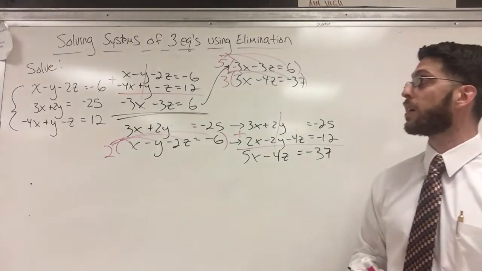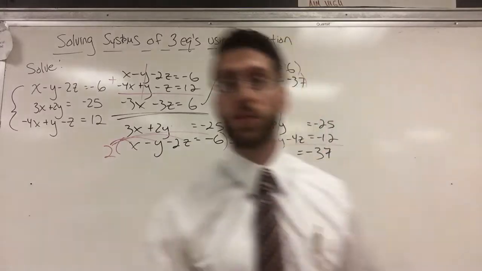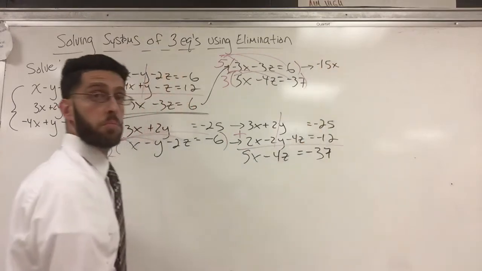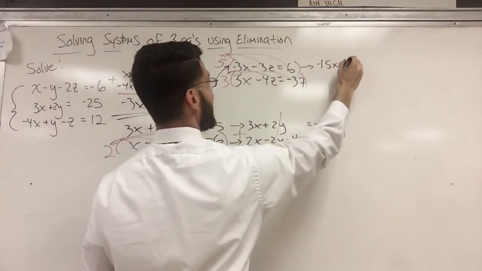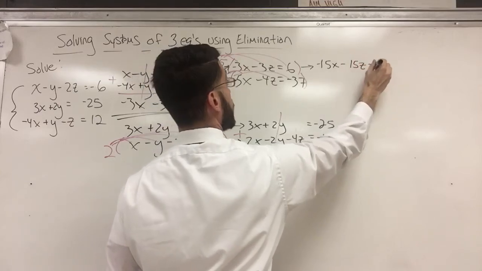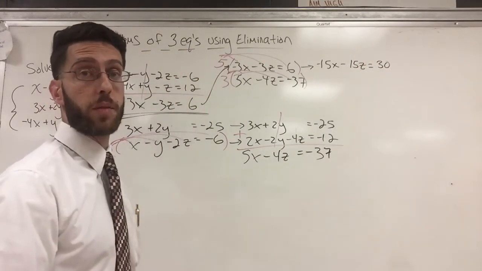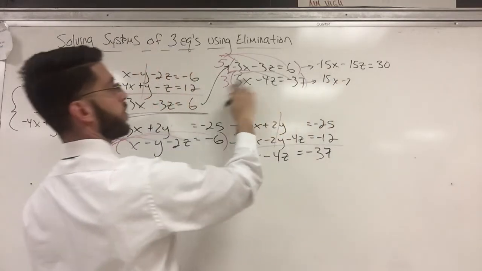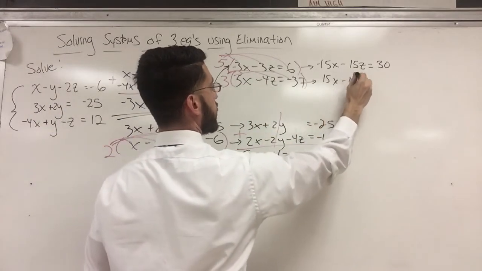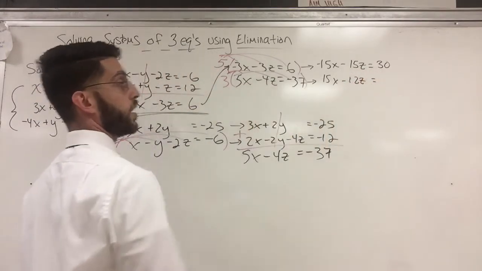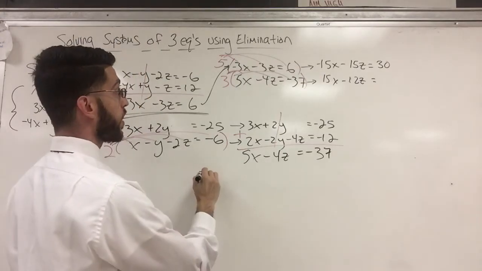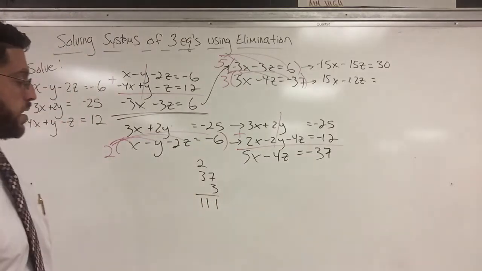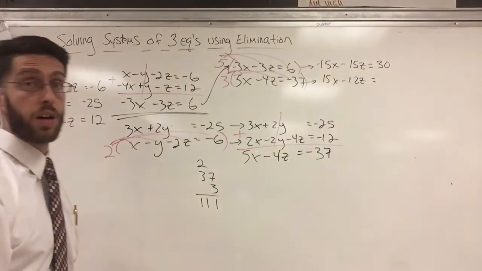So again, let's see what happens. I'm going to have to write small so you can see this. This is going to become negative 15x minus 15z equals 30. And again, please check my math. The bottom one becomes positive 15x minus, what is this, 12z equals, I have no idea, so don't look at this part. 37 times 3 is 111. Negative 111, I hope.